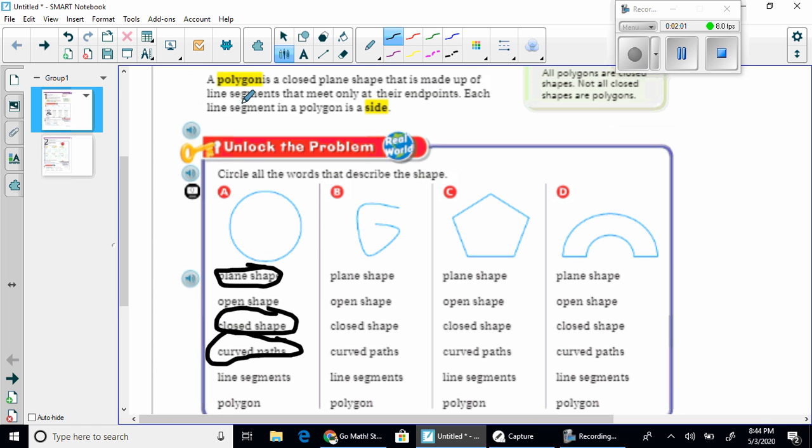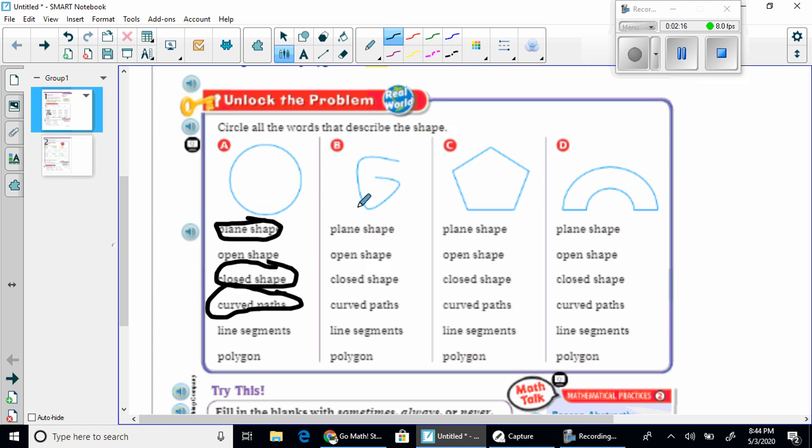If we look up above, it says a polygon is a closed plane shape that is made up of line segments that meet at endpoints. So a circle is not a polygon because it does not have line segments. Let's check out this one. I know I said earlier to pause after A, but we'll do B together, and then you can go from there.